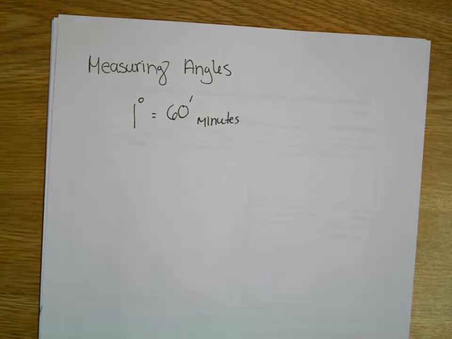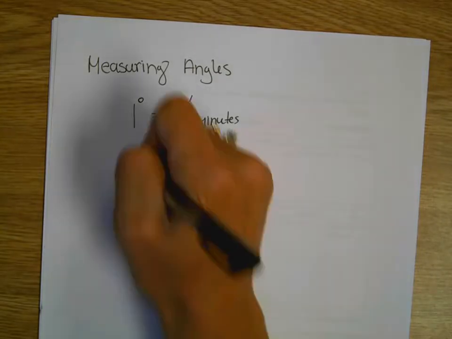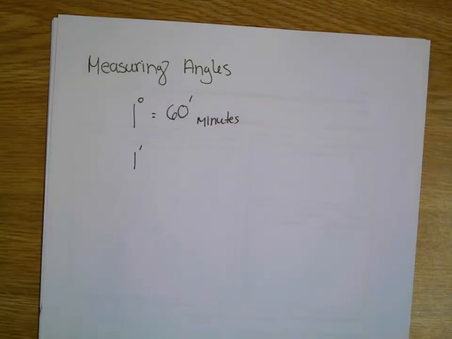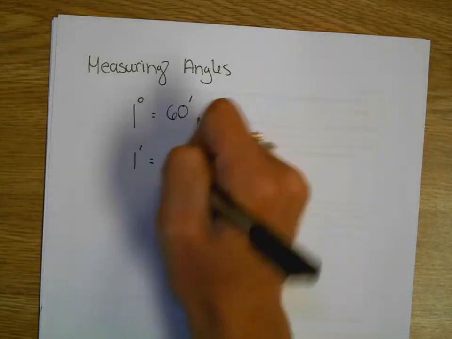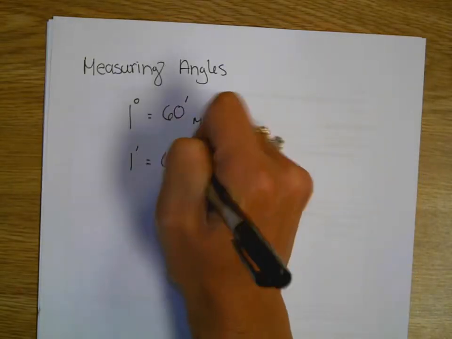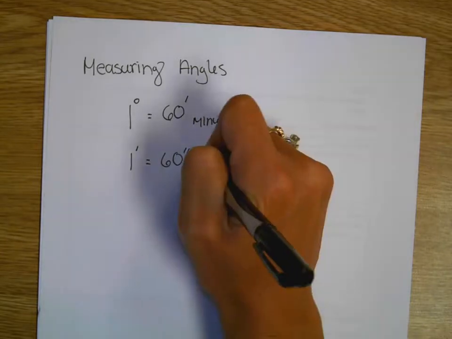Then they said, well, we want to be even more accurate, because once you start making angles really big, like out to the moon and out to the sun, it gets quite wide at the end. So then they took 1 minute. Imagine how small 1 minute is. We're going to break that up into 60 equal parts. What do you think they call those? Seconds. So 1 minute got broken up into 60 seconds.